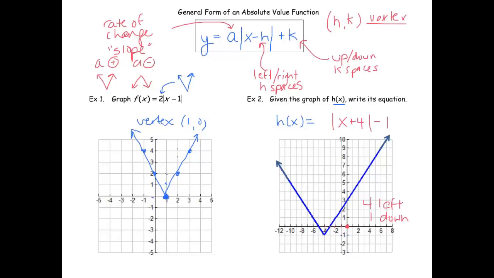The a value is going to be positive. This is a positive V. Its slope, let's see, let's check this out. To go from here to here, I'd go up 1 over 1. Perfect. So its a value is 1, or you could just leave it blank, since it would be a 1 by default. Let's do some more.